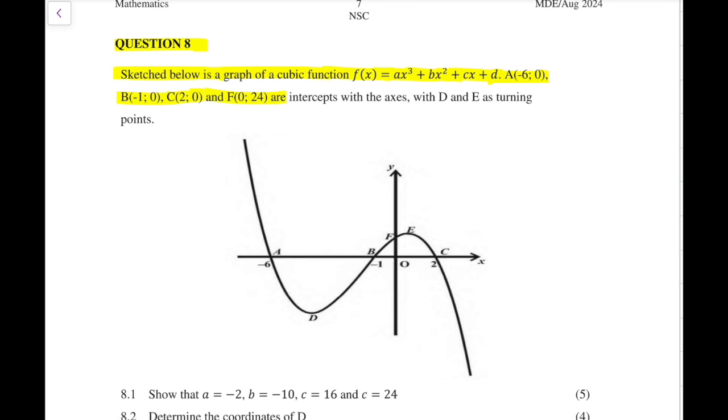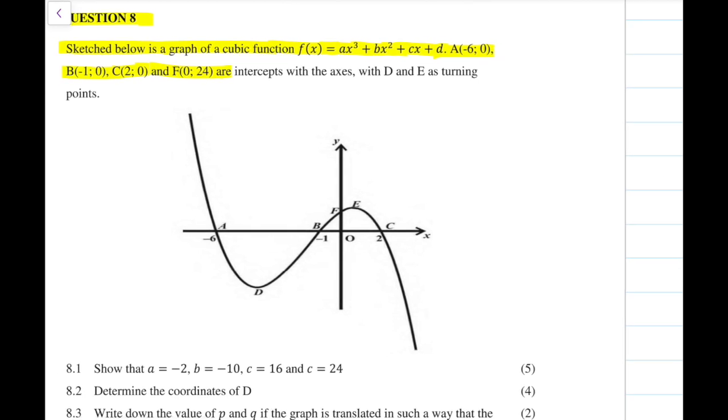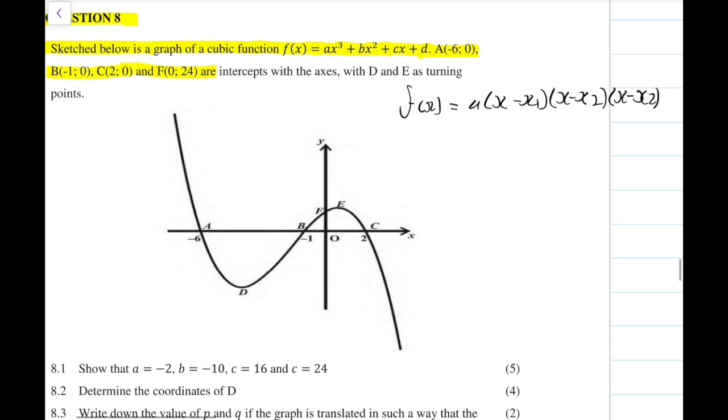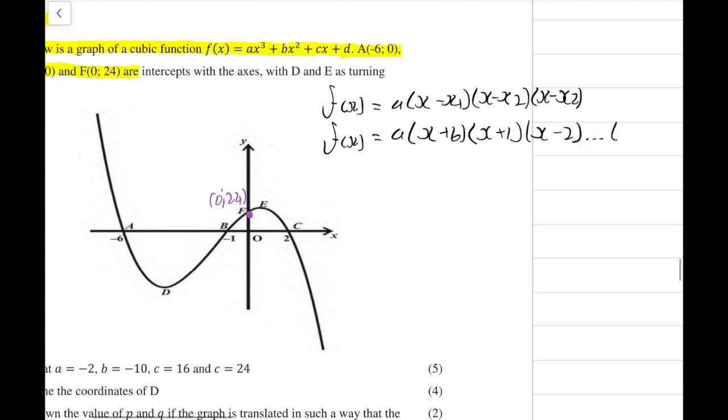You can say that f of x is equal to a into (x minus x1)(x minus x2)(x minus x3). Like for the parabola where you had the x-intercepts, it's a similar concept. So here you have your function. So far, you have x plus 6 because the first intercept was minus 6. Then here it's going to be plus 1 because the other intercept was minus 1, and this is going to be minus 2. Then we have f's coordinates, which are (0, 24). We're going to sub that in and figure out what our a value is.